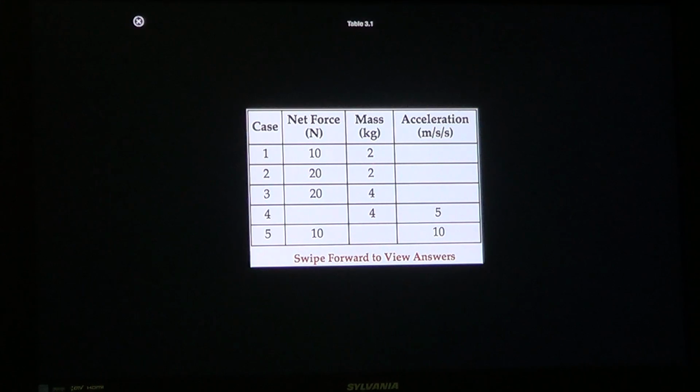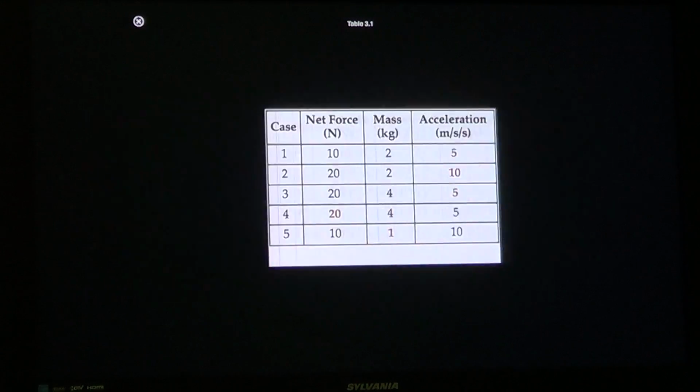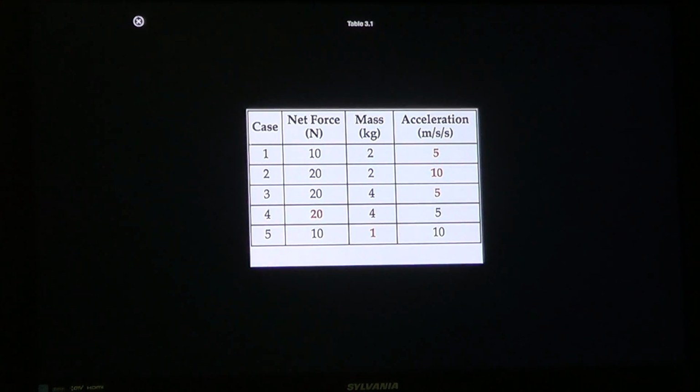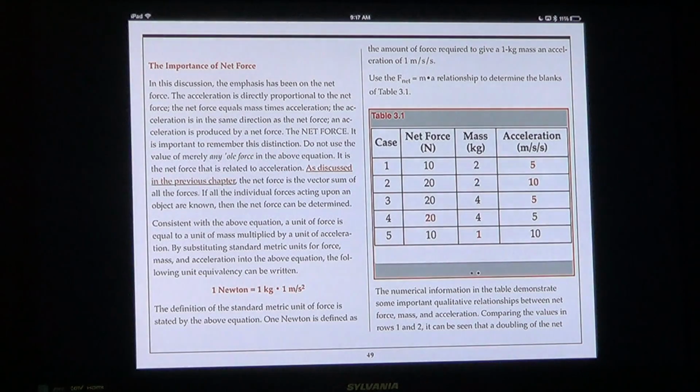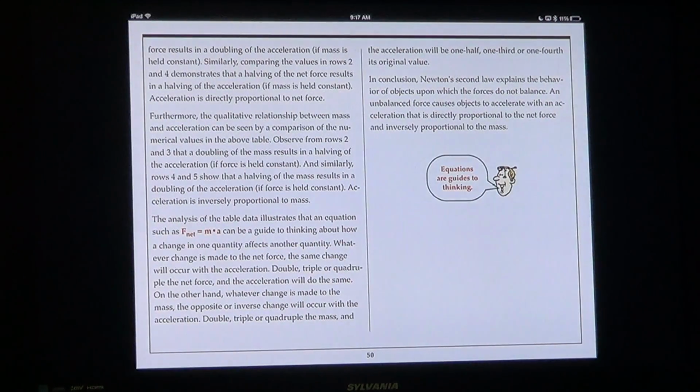What's the net force in case 4? 20. Good. And the mass for case 5? 4. What? 1. Good. Okay. Very good. So we can use Newton's second law based on mass and acceleration to calculate net force, or to figure out any of those unknown variables if we have 2 of them.